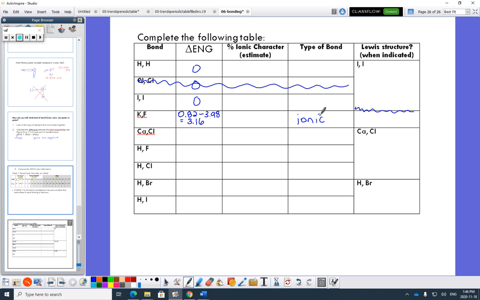So now it does say there estimate. So you can go 3.16. 3.1 says it's 91. Maybe you want to write 91.5. Oh, why didn't I do these? These are 0. So then if it's 0, it's going to be nonpolar covalent.